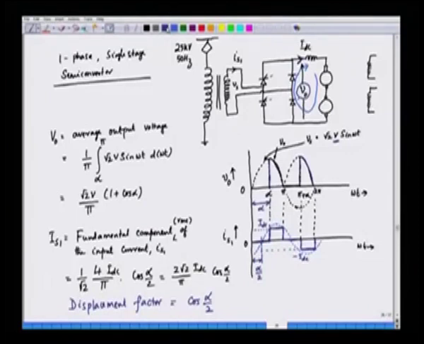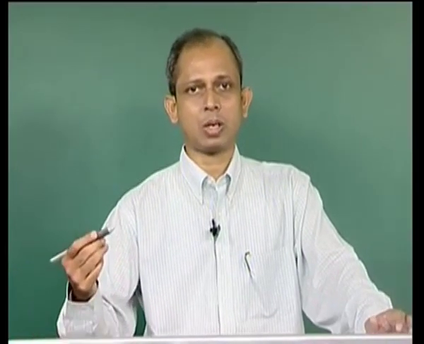We see in this case that for this region from pi to pi plus alpha, this is pi plus alpha here, it is 0, and then from pi plus alpha to 2 pi, it is again minus IDC, it goes on like this. If we take the fundamental component of this current, obviously it is not a sine wave, it has a lot of harmonics. Now, we need to find the fundamental component of this current and see what is the displacement of this current with respect to the source voltage.